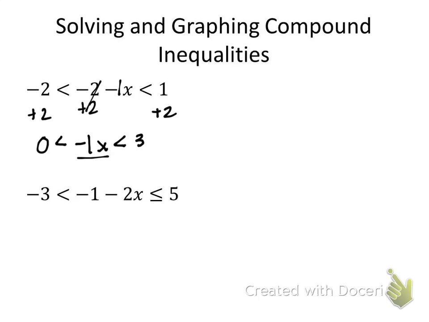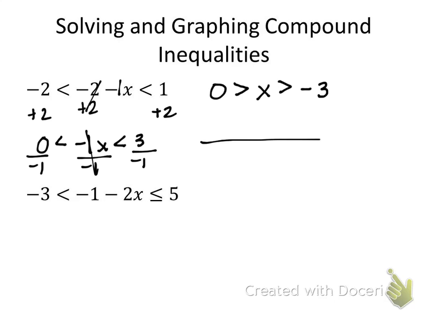Now what am I going to do? I'm going to divide by negative 1. What happens when I divide by a negative number? I have to flip my signs. So 0 divided by negative 1 is still 0, but it's going to change to become greater than. And then this cancels out in the middle, and I've got x. And then because I divided the other side by a negative number also, it changes to be greater than. And 3 divided by negative 1 is negative 3.